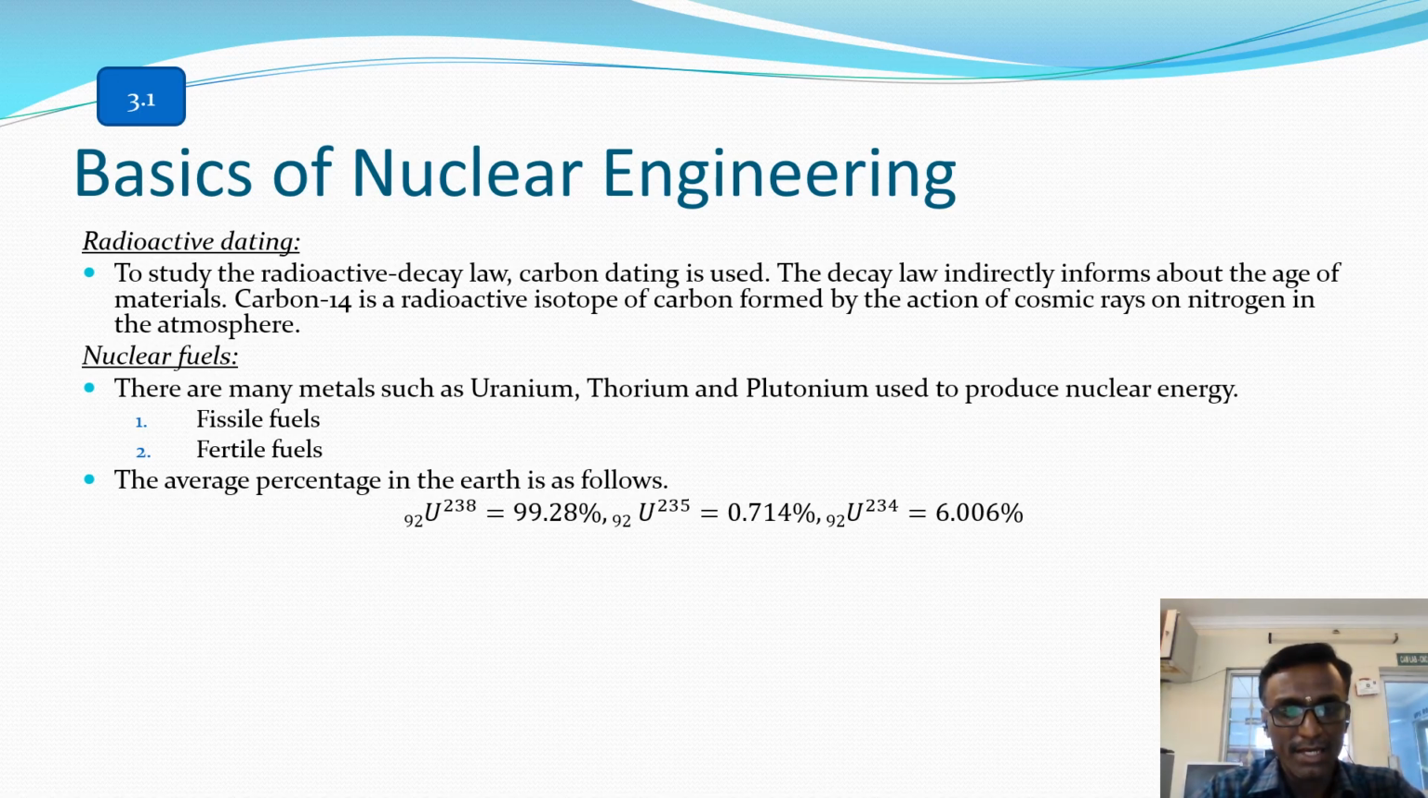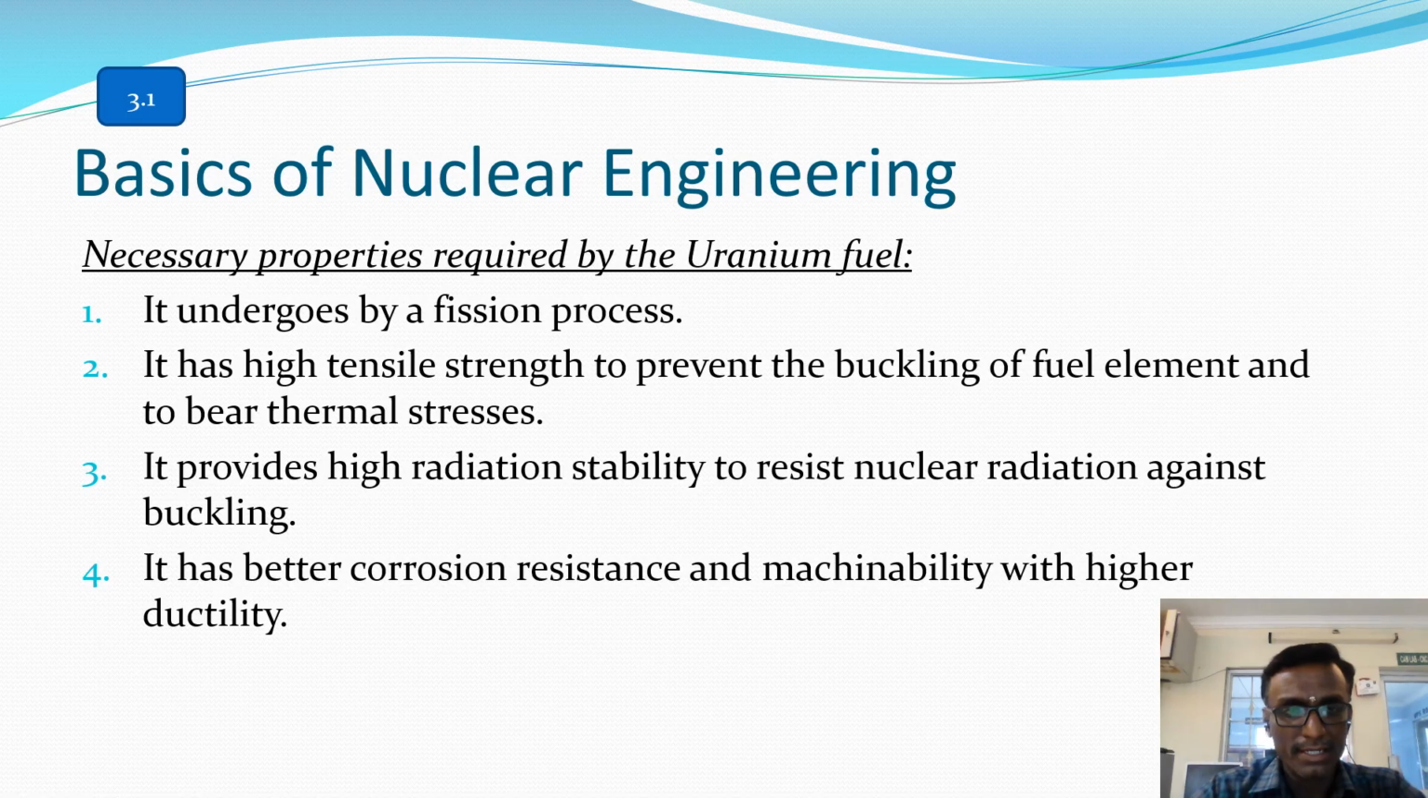As you can see here, we have uranium 92-238. This gives the atomic number as well as the mass number of that particular element. So what are the necessary properties? The necessary property for any nuclear fuel is that it has to undergo the fission process. We basically have two processes, fission and fusion. The fission process is where we disintegrate a single larger nucleus into smaller particles.